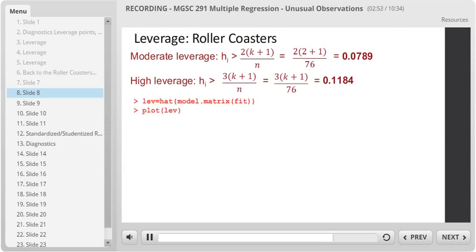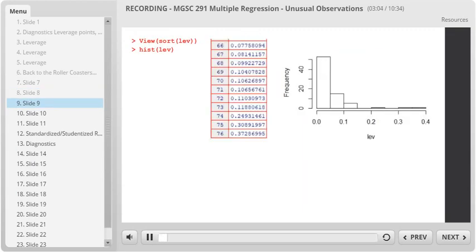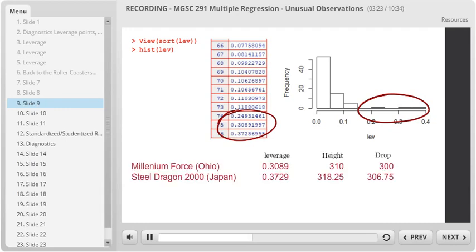Using these two lines of R code, we can compute the leverage for each coaster and plot them to identify any extremely high leverage points. We see the top 11 leverages listed in the sorted table. 10 coasters have a leverage above 0.0789 and 4 are above 0.1184, but 3 are very extreme when looking at the distribution. 2 of those coasters, the Millennium Force in Ohio and the Steel Dragon 2000 in Japan, have unusually high peaks and drops of over 300 feet.